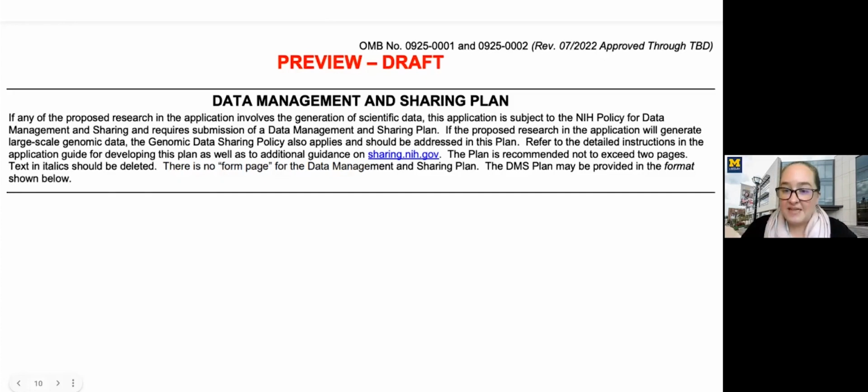Since the recommended length of these plans is 2 pages, deleting that extra text will help researchers really stick to that length. Another note is that researchers do not have to use this particular format page, as long as they address all the elements of a data management and sharing plan in their proposal.